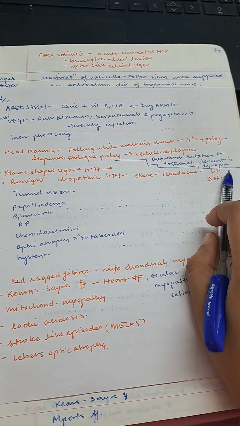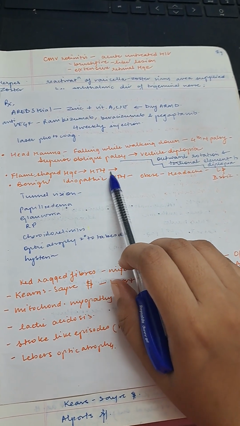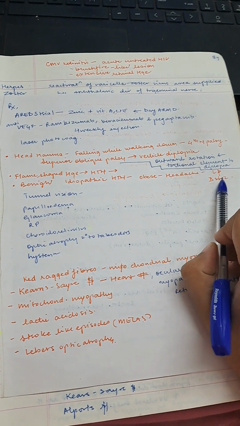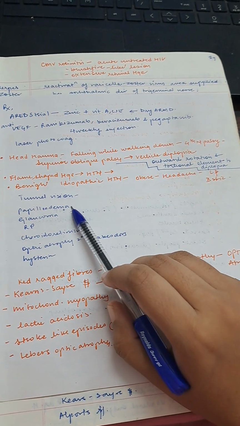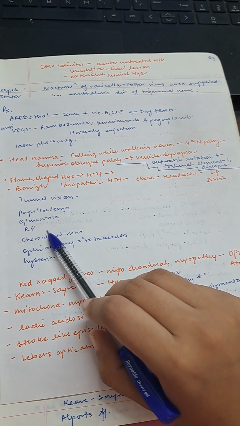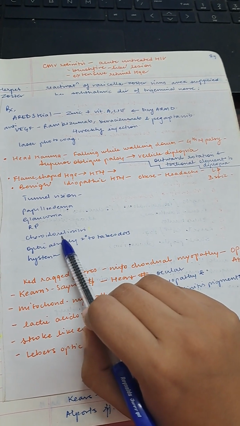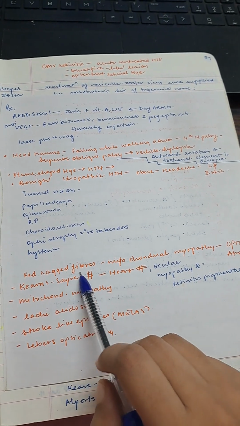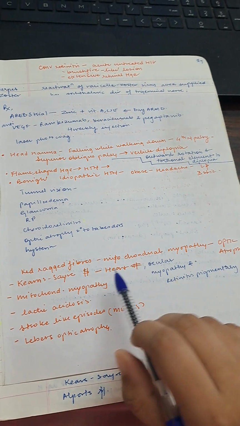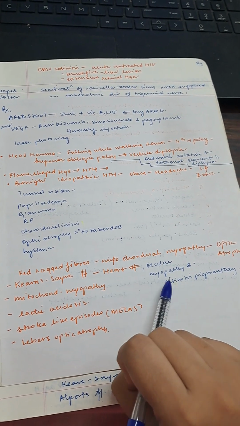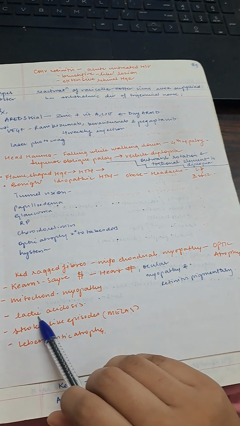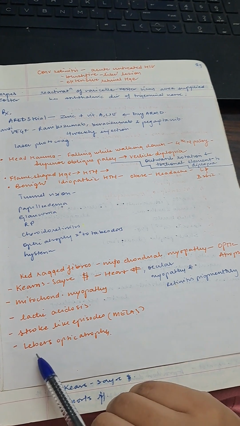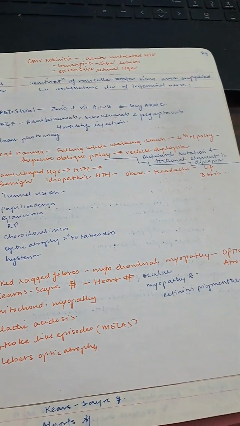Flame-shaped hemorrhage: hypertension. Benign idiopathic intracranial hypertension: obese, headache, LP is diagnostic. Tunnel vision occurs in papilledema, glaucoma, retinitis pigmentosa, chorioretinitis, optic atrophy secondary to tabes dorsalis, and hysteria. Ragged red fibers: mitochondrial myopathy, optic atrophy, Kearns-Sayre syndrome, heart block, ocular myopathy with retinitis pigmentosa. Mitochondrial myopathy, lactic acidosis, stroke-like episodes: MELAS. Leber's optic atrophy.